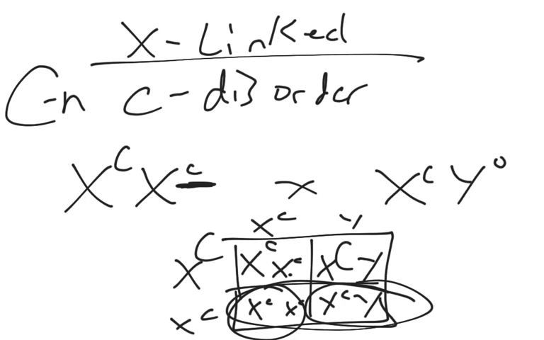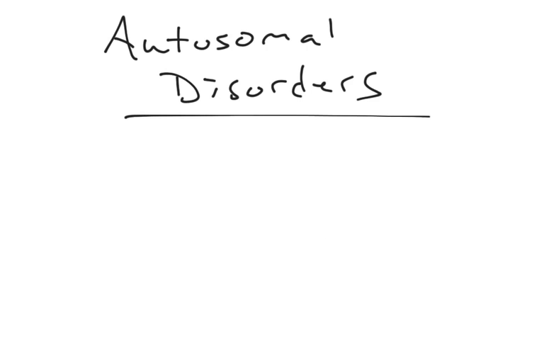So make sure you understand X-linked inheritance, how to write it up, and what a carrier is as well. Next, we're going to look at autosomal disorders.